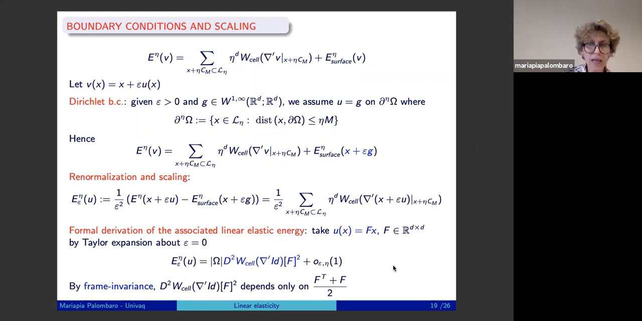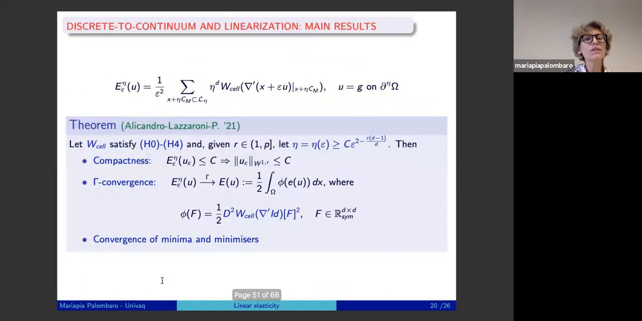Okay, so again, by taking U equal to an affine map and Taylor expanding the energy, we can identify the limiting density, the density that will appear in the linearized energy, which is given by the Hessian of W cell, computed at the discrete gradient of the identity matrix. So this is our result.